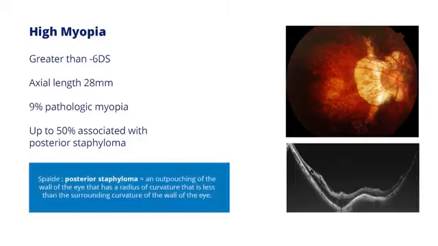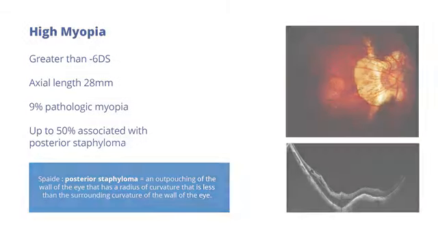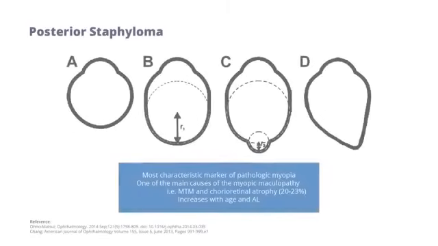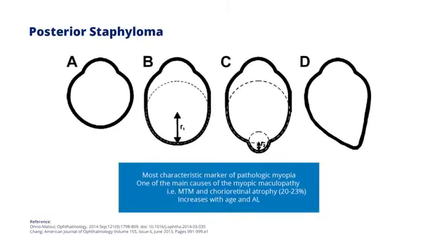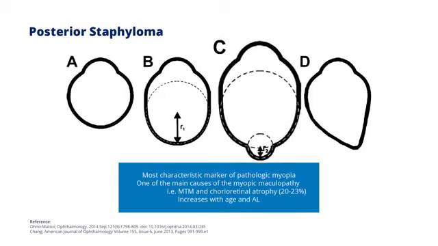Spaide previously had defined a posterior staphyloma as an outpouching of the wall of the eye that has a radius of curvature that is less than the surrounding curvature of the wall of the eye. And you can see in this illustration by Professor Ohno-Matsui how the posterior staphyloma in image C shows the outpouching, and that posterior outpouching results in stresses on the retina.